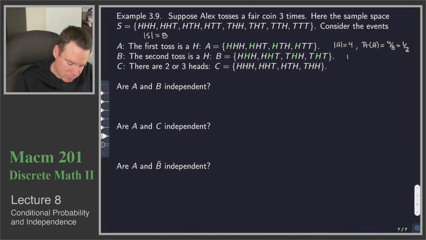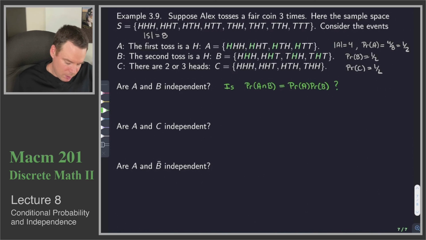And similarly for all the other ones, because they're all of size 4 as well. The probability of B is a half. The probability of event C is a half. I want to know, are A and B independent? So this is a question as to whether the probability of their intersection, using the theorem on the previous page, is equal to the product of the probabilities. If it is, they're independent. If it isn't, they are dependent. This side we can work out. It's a half times a half, or a quarter, just using our values above.